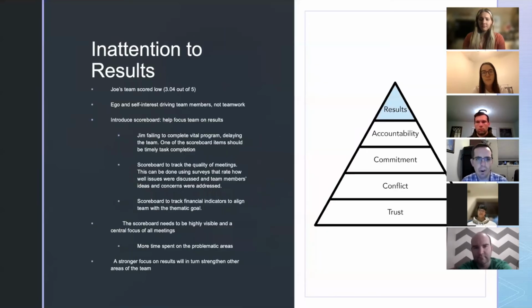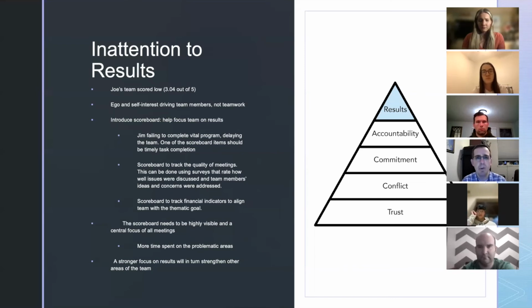Hey, thank you, Lauren. And to kind of go off of what Lauren just said about how accountability creates outcomes, the next thing we'll talk about is getting results. And your team scored low on results, about 3.04 out of 5.